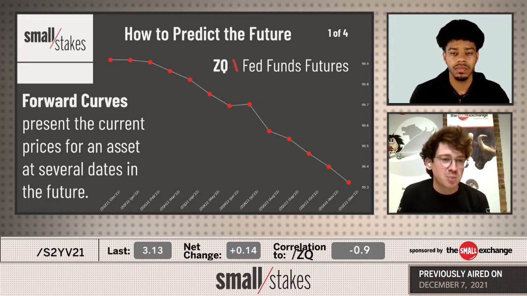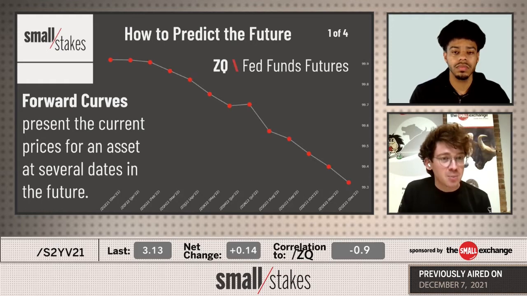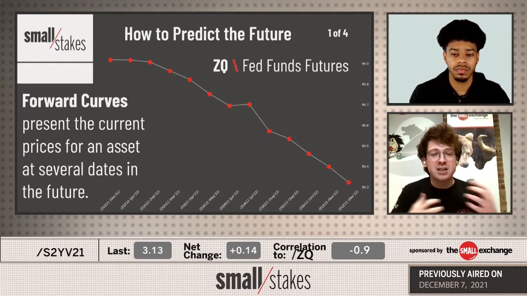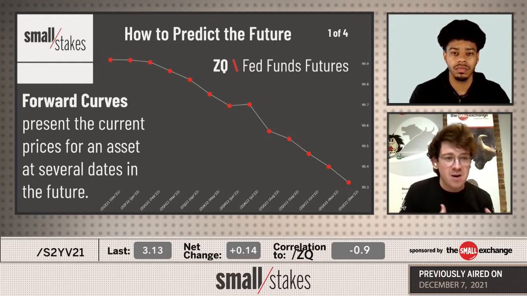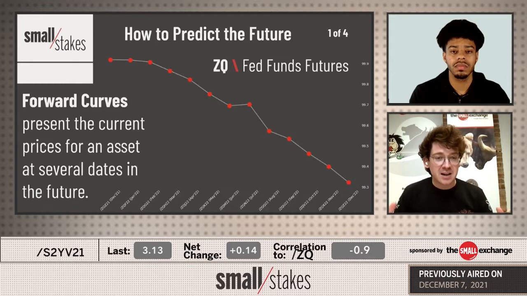Crude oil has a price, and let's just call it $60. But the price of crude oil in December of this year, a couple of weeks from now, is maybe $61. The price the marketplace is projecting for January of next year is a different price, and so on and so forth, because things are going to be different between now and then. And thus you have current prices for the same asset at several dates in the future.